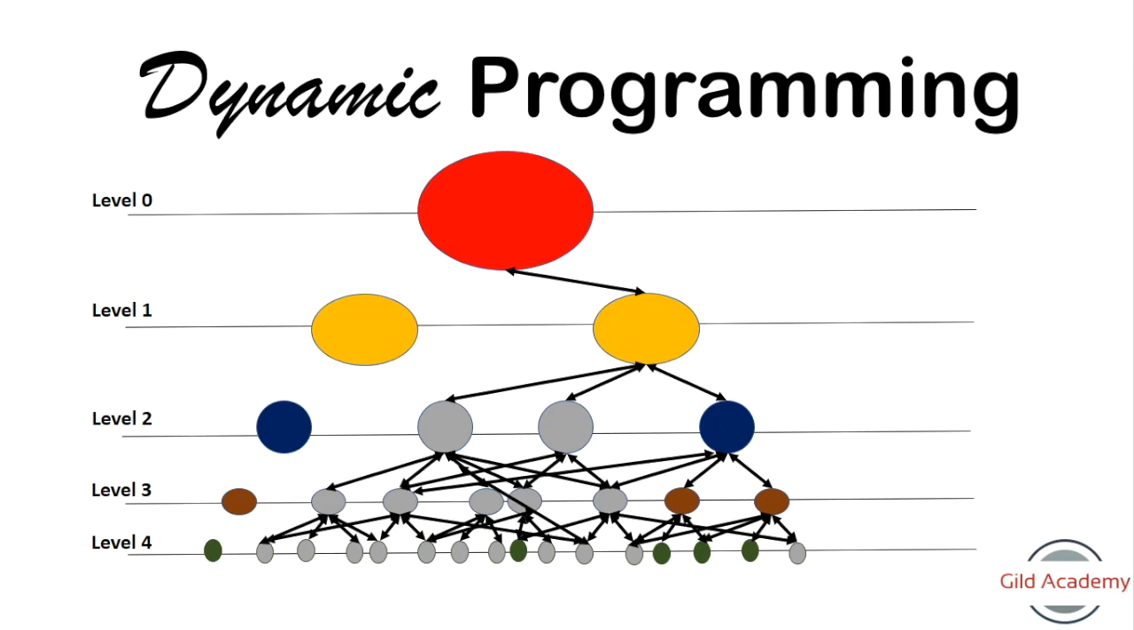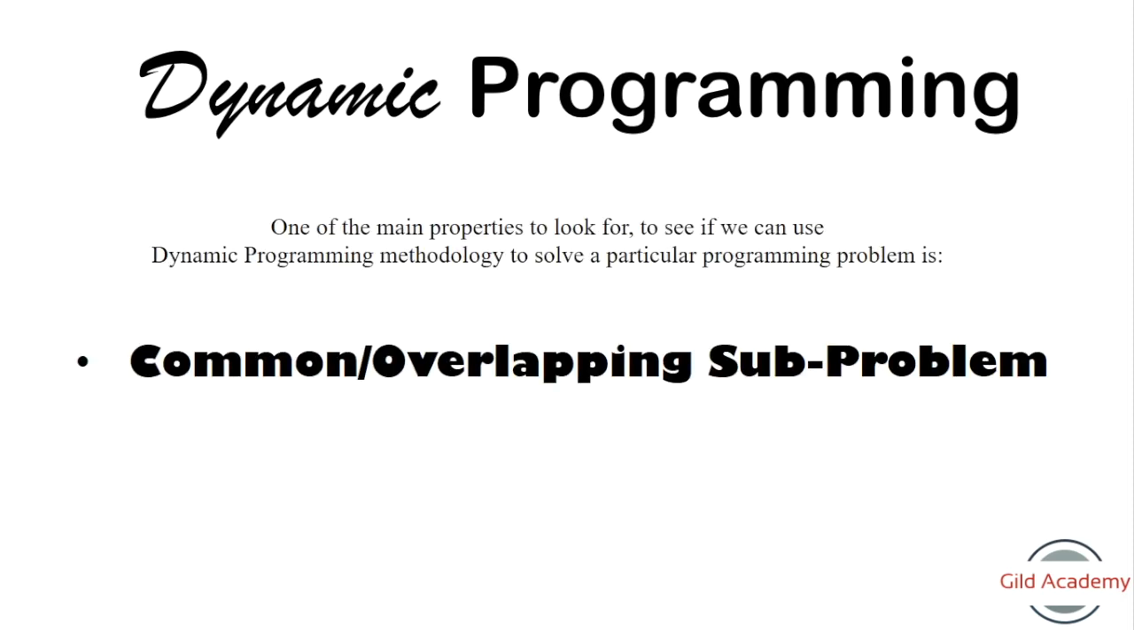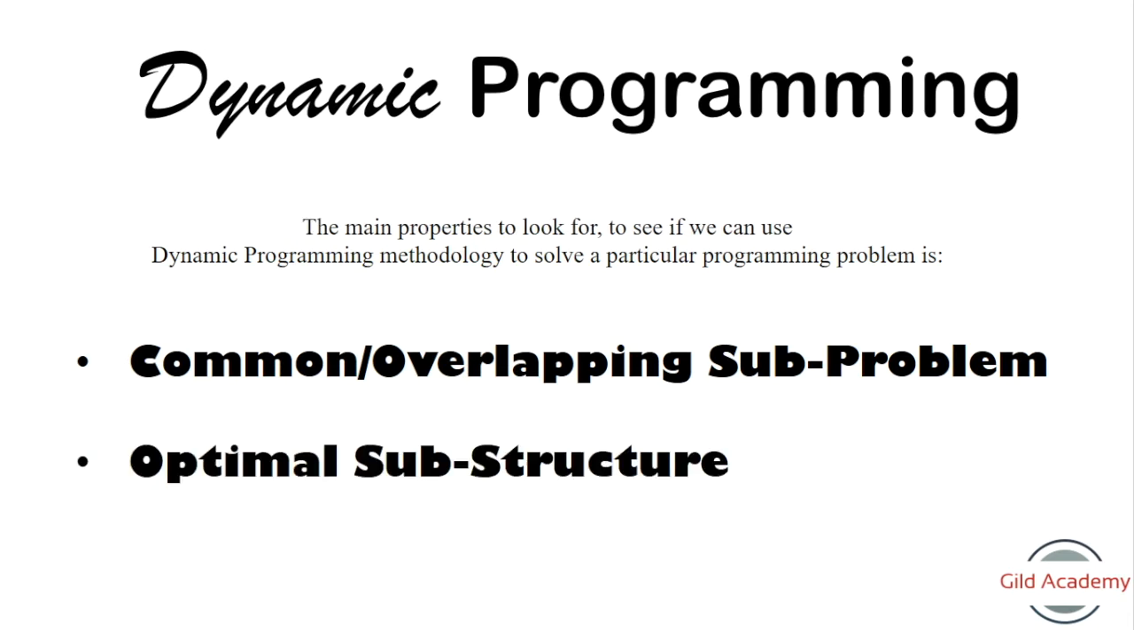A problem statement that has this kind of a property, where the problems at a particular level may have more than one common subproblem at a lower level, is known as the situation of overlapping subproblem. So one of the main properties to look for in a particular problem to decide whether dynamic programming can be used to solve that problem or not is overlapping subproblem. Another property to look for is optimal substructure, but that is something we'll cover in a separate video.